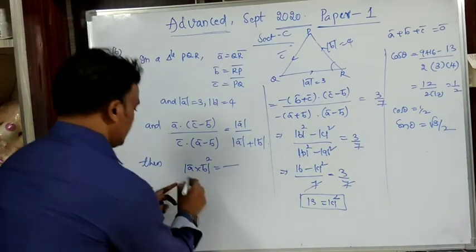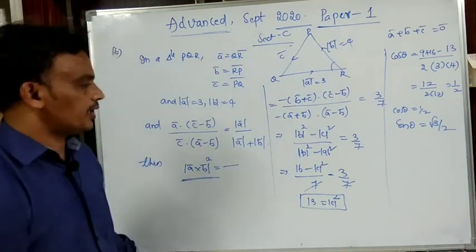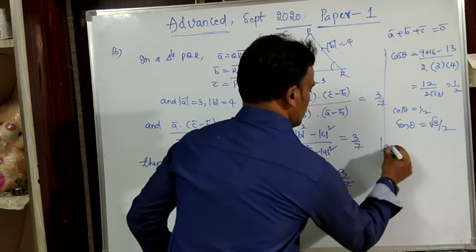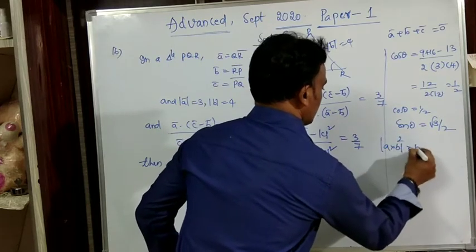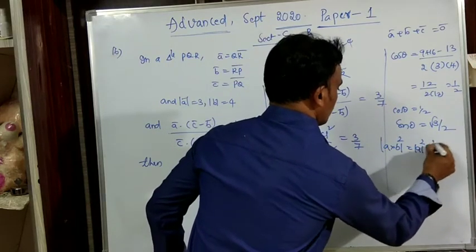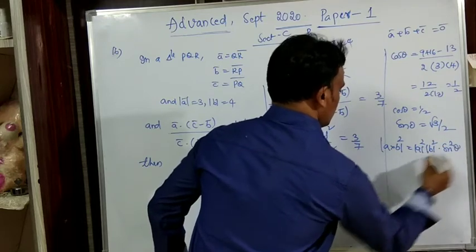Then finally, what is the problem? Magnitude of a cross b whole square. So it is magnitude of a square, magnitude of b square, sin square theta.